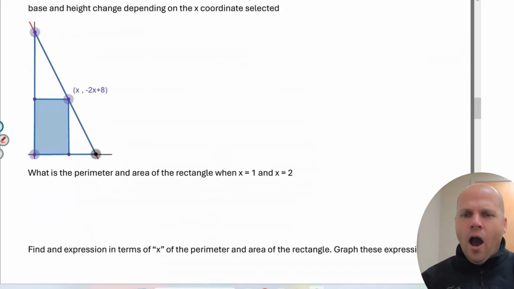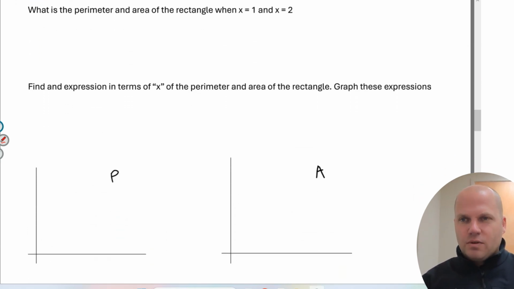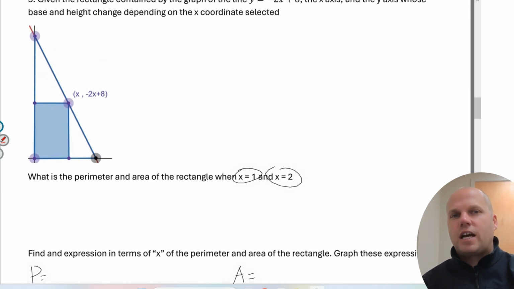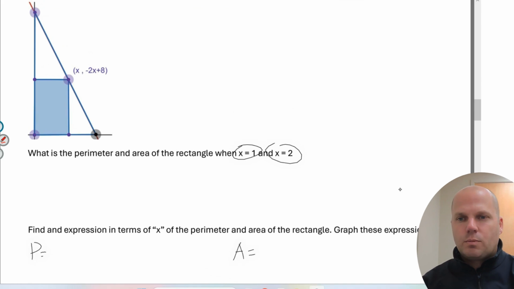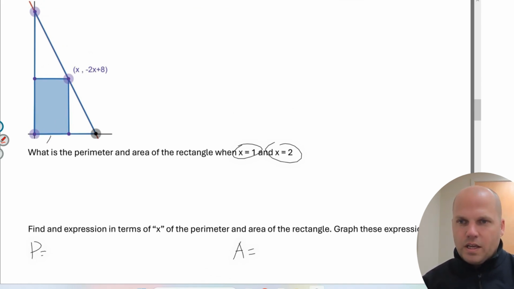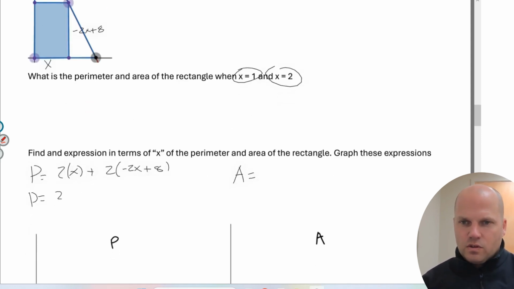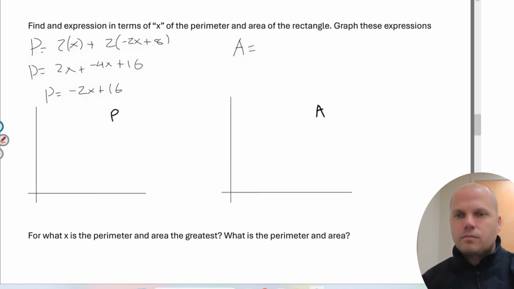Same deal. I'm going to jump to this because if I get my perimeter expression and my area expression, I can figure out what the perimeter and the area is at 1 and 2 without using numbers. And this is what we wanted you to get to. The perimeter at any x will be x twice and negative 2x plus 8 twice. So I'll have 2 x's plus 2 of these negative 2x plus 8s, which means I'll have 2 x's plus negative 4 x's plus 16. My perimeter will be negative 2x plus 16.